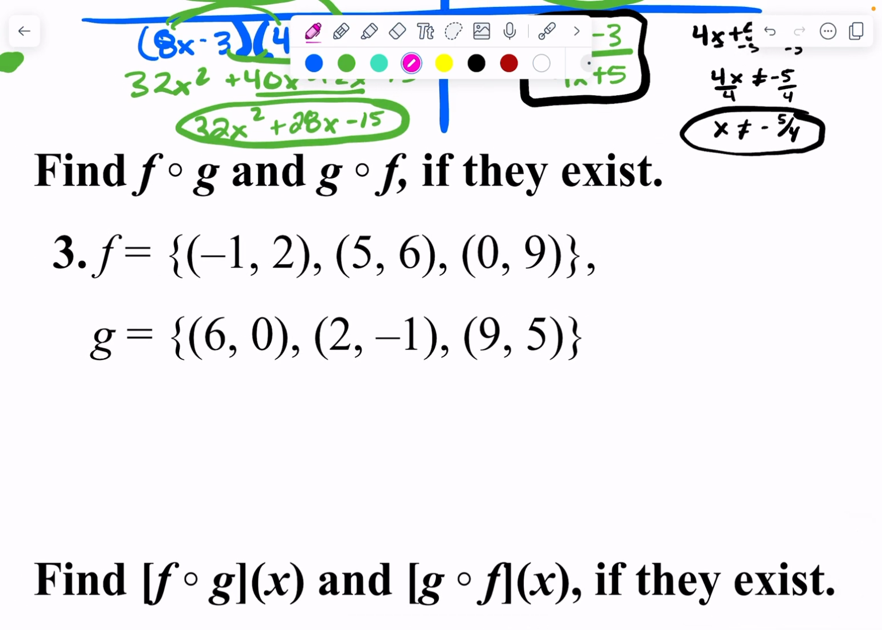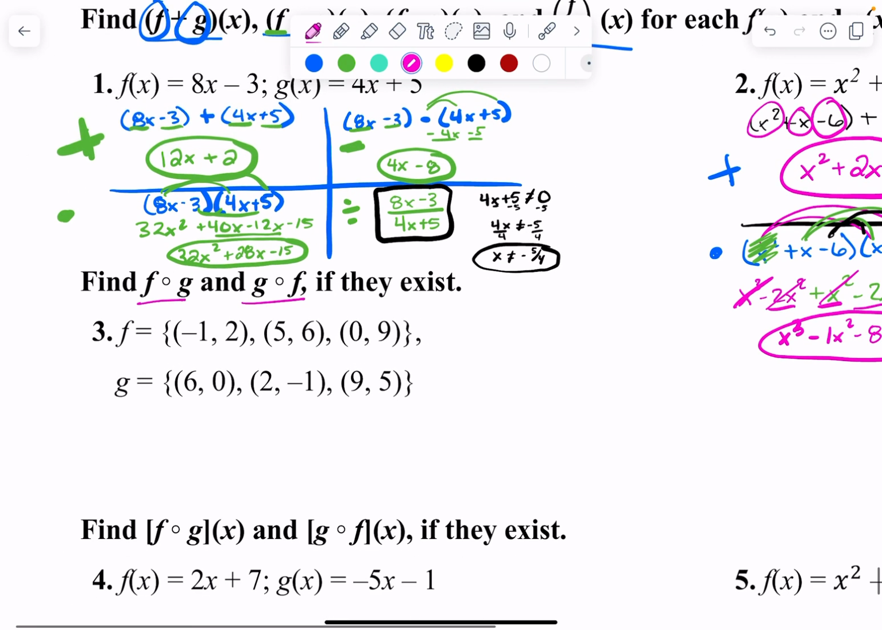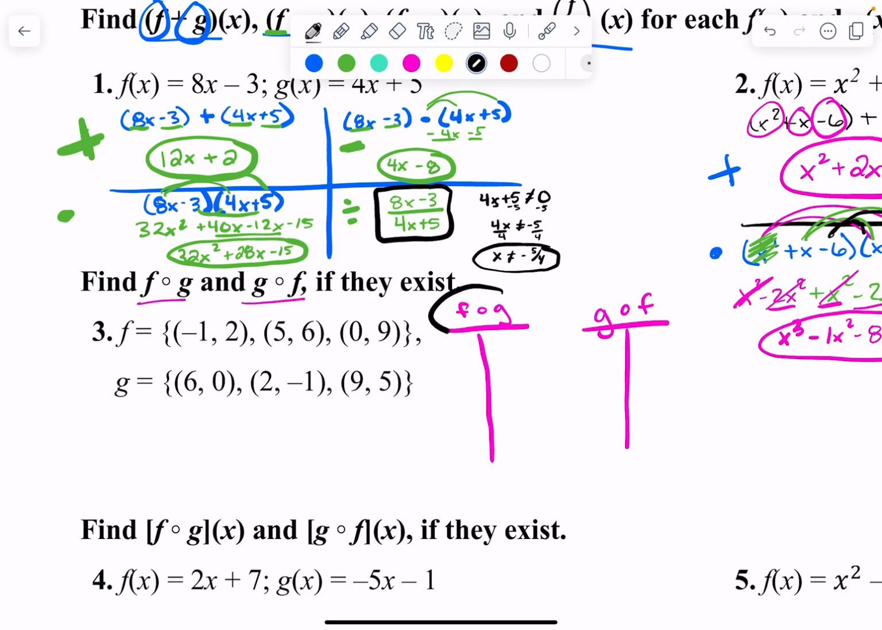Okay. All right. They want us to do F composed of G and G composed of F if they exist. So I'm going to do a table of F composed of G. And then I'm going to do a table of G composed of F. Okay. So here's the deal. When we do this, we start with the inside one. So if I'm doing F composed of G, the inside one is going to be my G, okay? And G is this guy.